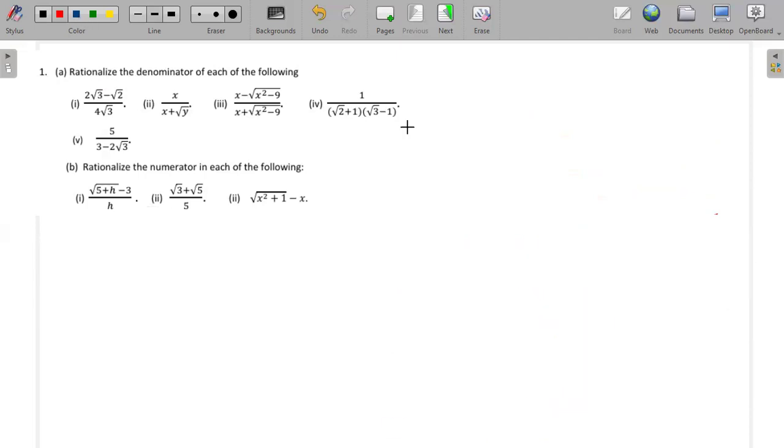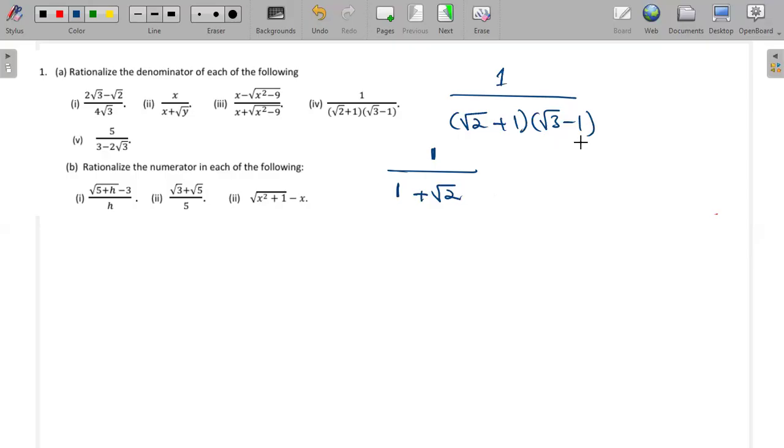So the next question we have is this one here, which is 1 over square root of 2 plus 1, then you have root of 3 minus 1. So what you do here, you can separate these first, then you come and multiply them later. So I'll rewrite this one first. I want to write the root on the right side. So I have 1 plus square root of 2. Then I'll come and deal with this one a little bit later. So now we have to rationalize this.